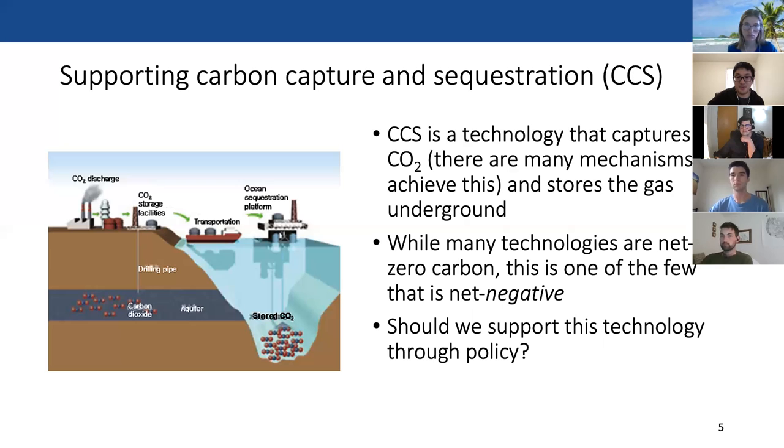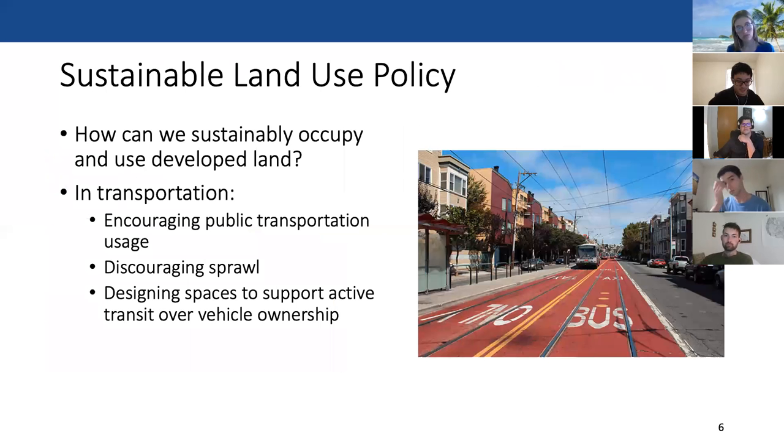So let's now move on to a fairly different policy. Sustainable land use. This is not just one policy in the same manner that we've been talking about in the last couple examples. Sustainable land use policy is a really broad generalization for a series of policies that basically answer the question of how we can sustainably occupy and use developed land. And they vary in scope and size and magnitude.